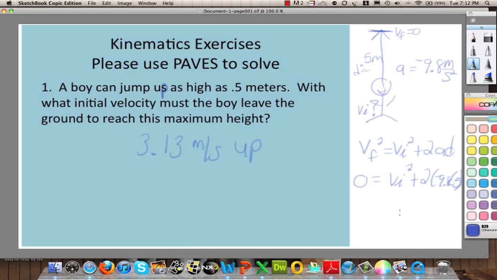Sorry, I'm squishing there. And when I bring that over, the negative signs will cancel. You will never take a square root of a negative number. VI then is 3.13 meters per second, and I know the direction is up, plus I got a positive answer.